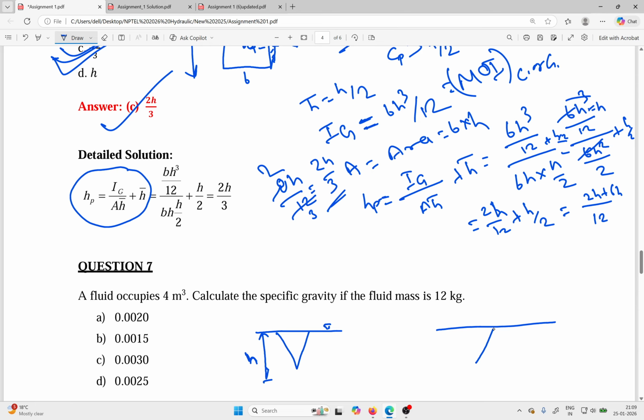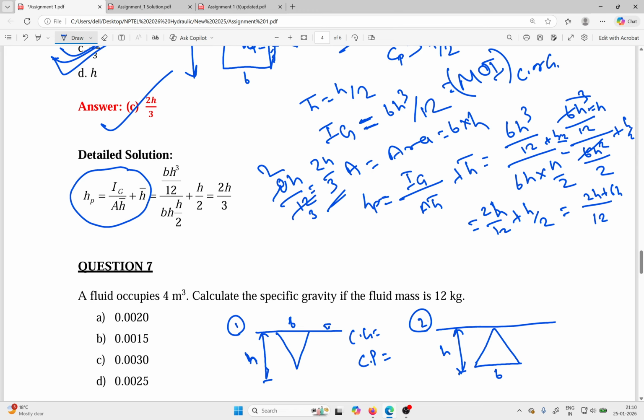Another lamina is like that, width b and depth h. Now I need for this your center of gravity, and for both your center of pressure, for the first case, for the second case, both.